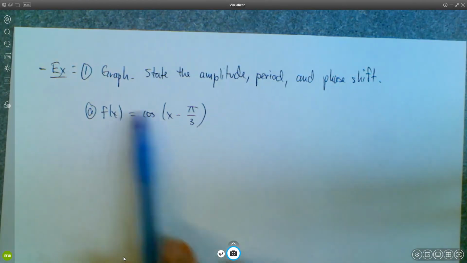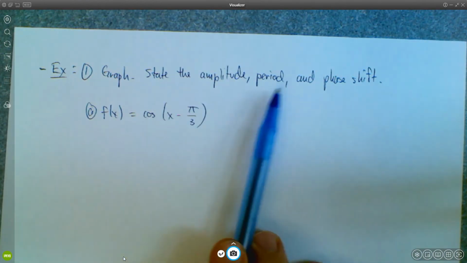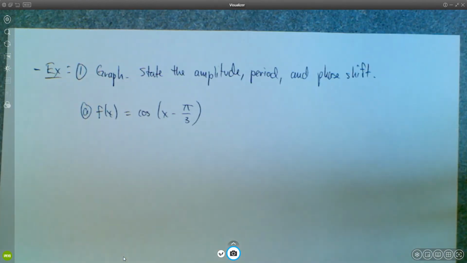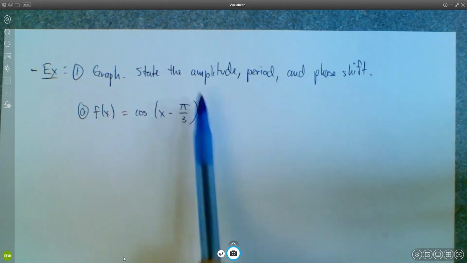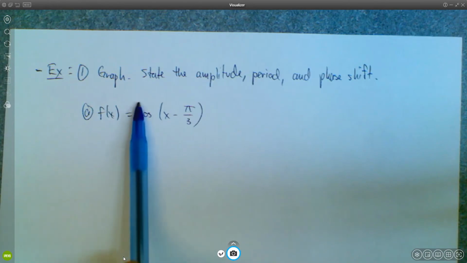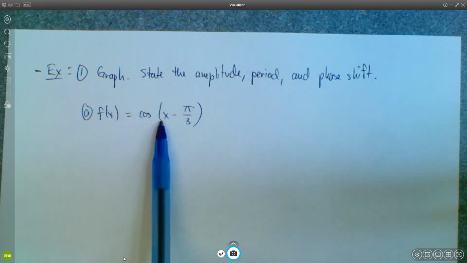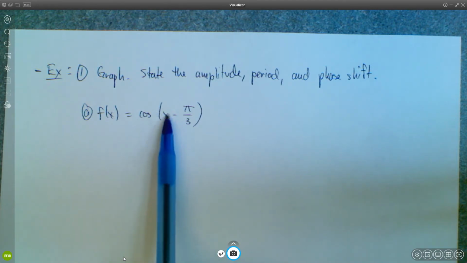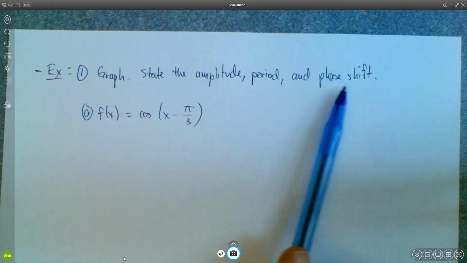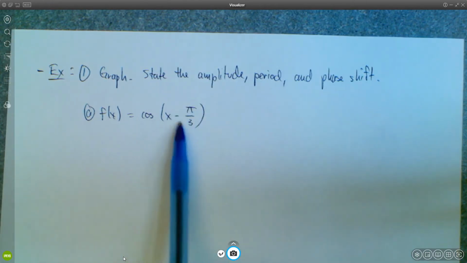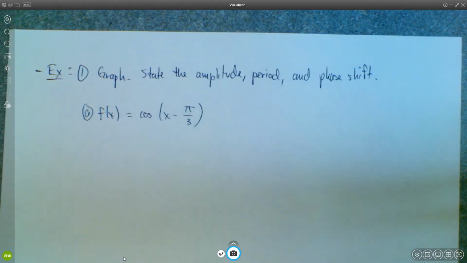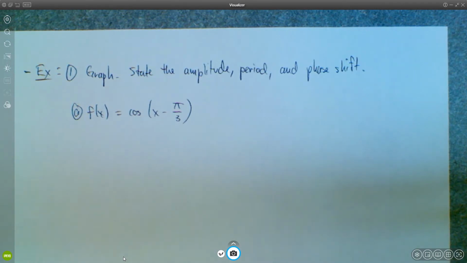So let's graph this function. We'll state the amplitude, period, and the phase shift. So first of all, as far as amplitude goes, it's got amplitude 1. As far as period goes, well, you're not multiplying x by anything, so the period is still just 2 pi. But as far as the phase shift is concerned, the phase shift here is pi over 3. So that means you're going to be shifting right pi over 3 units.